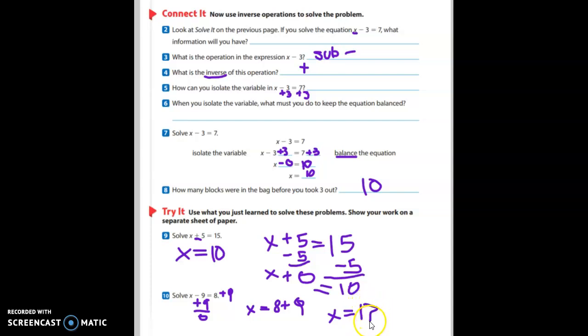Hopefully you tried that out on your own before you saw me do it, but it's okay if you didn't. Just know that you're going to be practicing this concept on your own with your practice page assignment that you have.